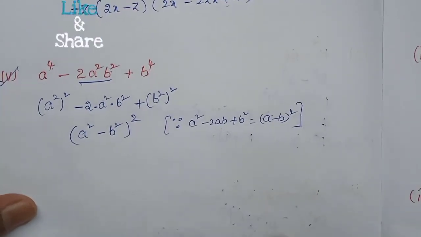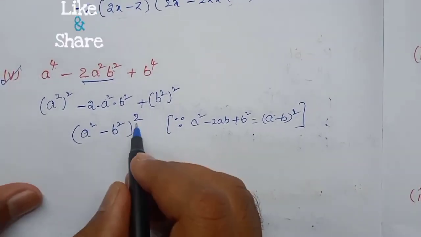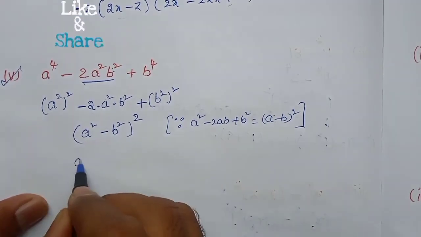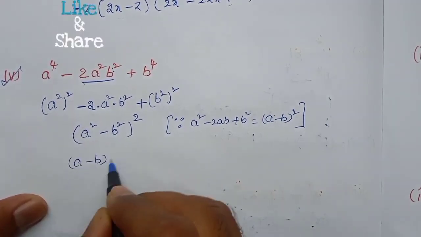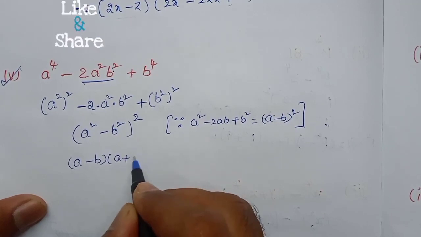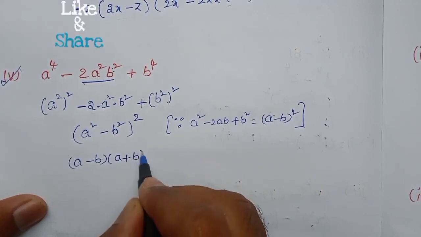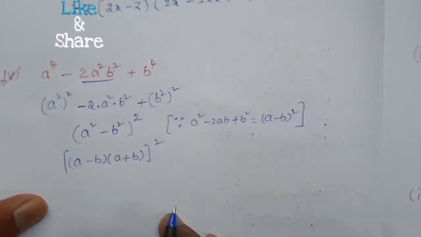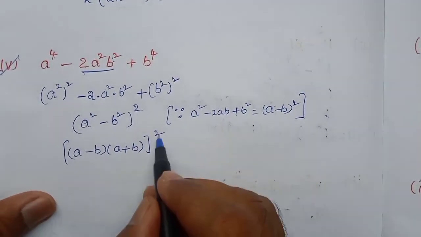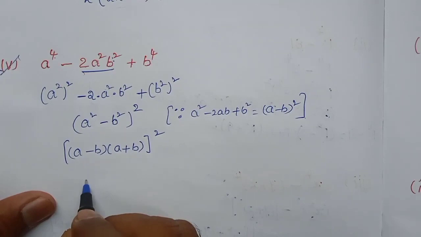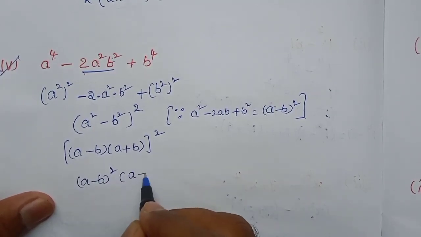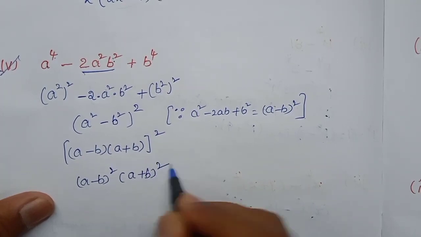Now see, a square minus b square whole square. Now this a square minus b square can be written as a minus b into a plus b, a minus b into a plus b whole square. So here, if we apply the square, then it will be a minus b whole square into a plus b whole square.